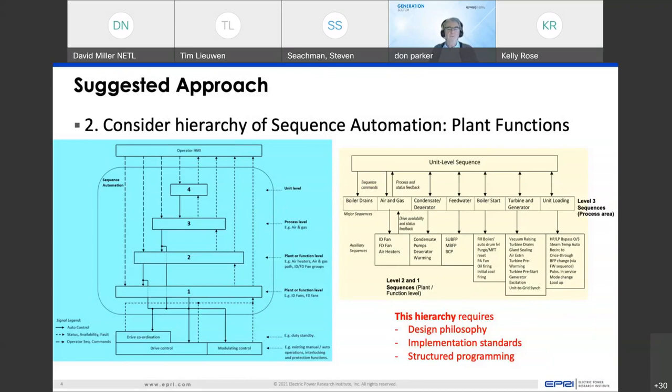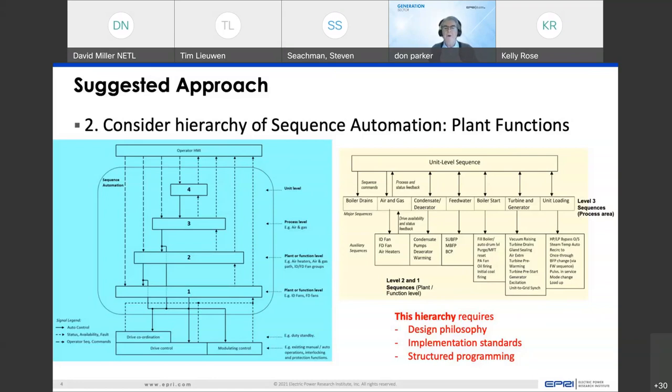Number four is unit level, number three is process level, and then we come down to the plant level or functions, right down to the bottom, which is modulating control on the drive level. So here we have a hierarchy of sequence automation. Now, that follows a design standard, a design philosophy, and an implementation standard. And when it's implemented, certain structured programming techniques and principles have to be followed. Otherwise you'll end up with what you might call spaghetti logic, spaghetti and meatballs. And so you need a structured arrangement to get sequence automation working properly and well.